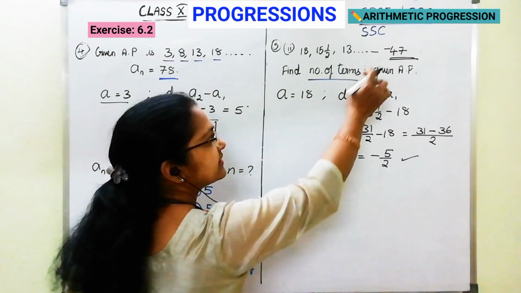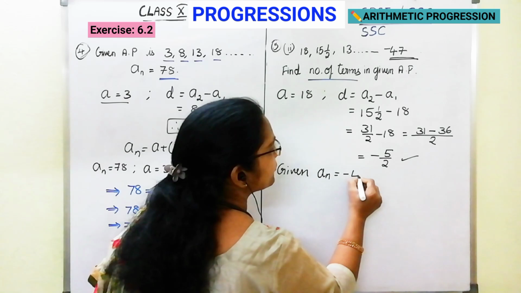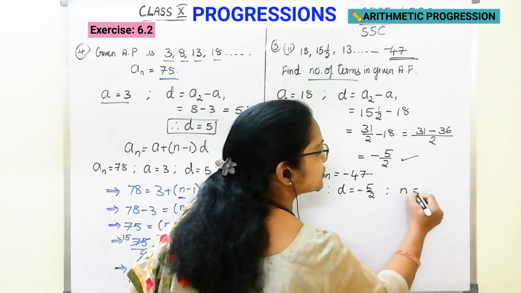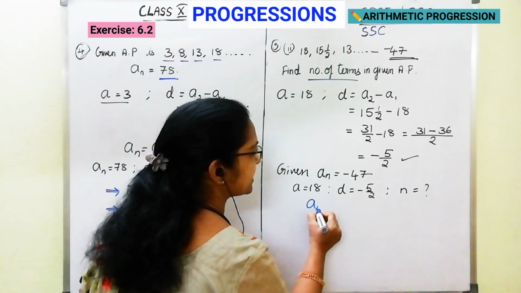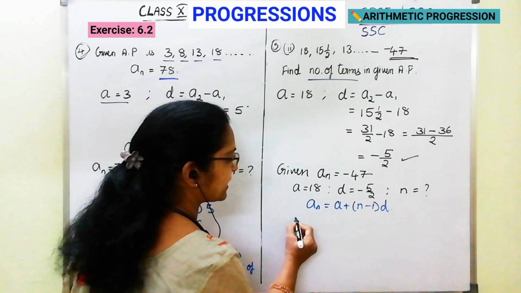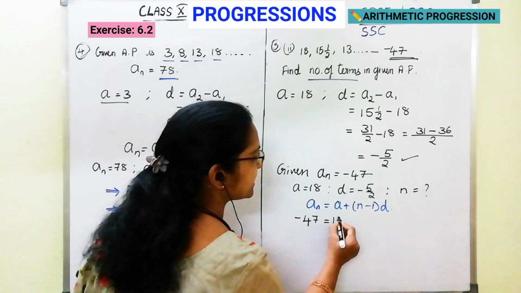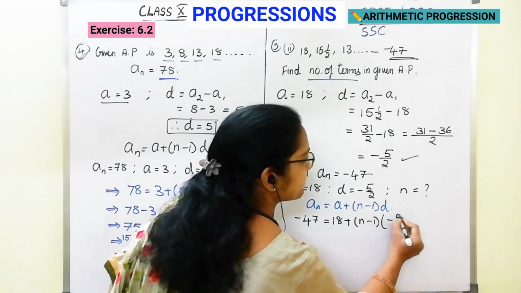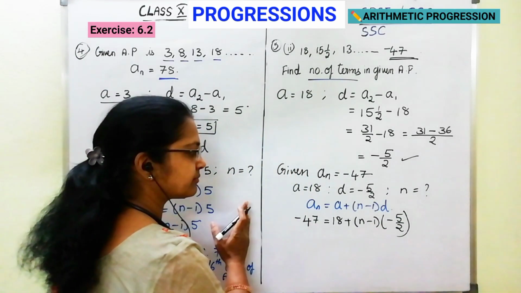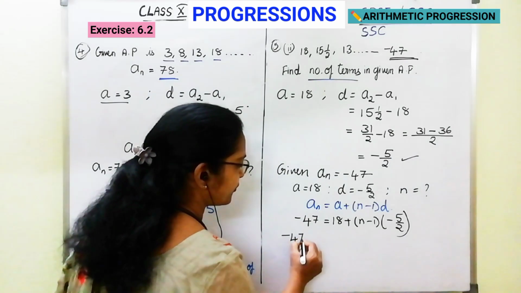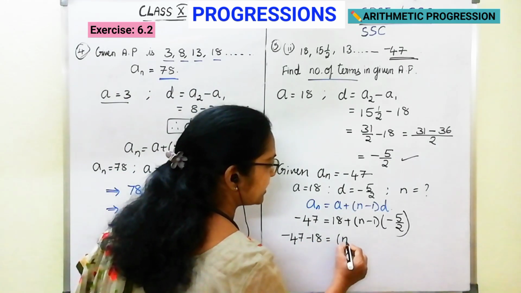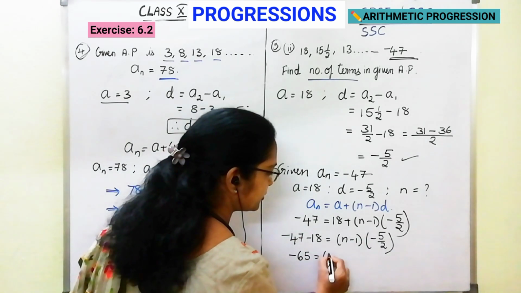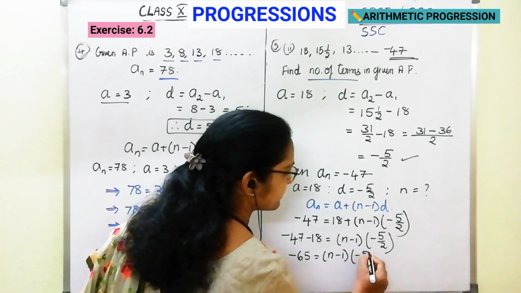Now A and D are ready. That is, AN is equal to minus 47, A is 18, D is minus 5 by 2. What we are supposed to find is N. The formula which comes into the picture is AN is equal to A plus N minus 1 into D. Now AN is minus 47 is equal to 18 plus N minus 1 into minus 5 by 2. I said do not multiply anything, just push the terms one by one to the other side. Minus 47 minus 18 is equal to N minus 1 into minus 5 by 2. This is minus 65 is equal to N minus 1 into minus 5 by 2.